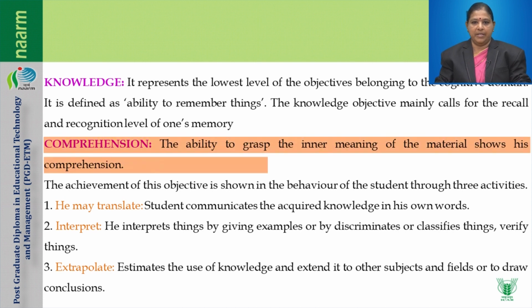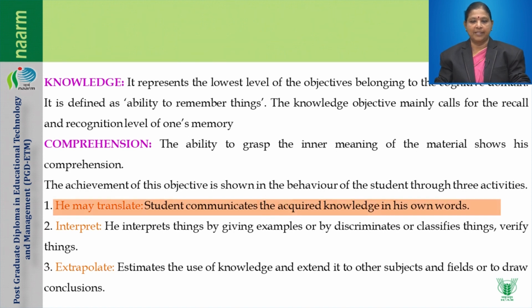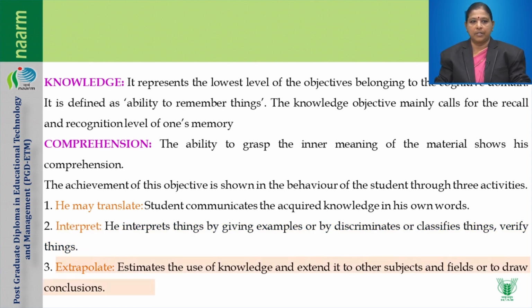The second one, comprehension. It is defined as ability to grasp the inner meaning of the material. Bloom has suggested 3 specific behaviors for this objective. They are translating, interpreting, and extrapolating. Translate means the student should be able to translate things from one form to another. And interpretation, student should be able to interpret the charts, graphs, etc. And extrapolation means student should be able to draw the conclusions.